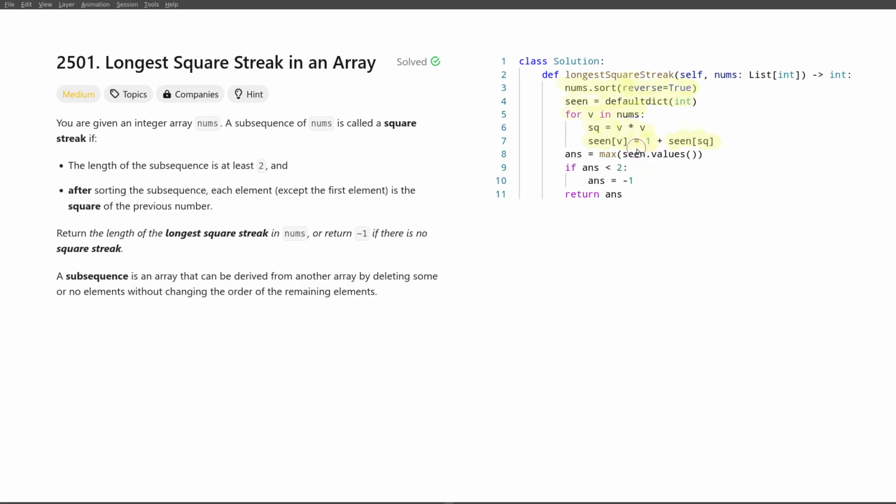And at this point we know that the longest streak that ends at v has that length on our prefix of the sorted array. And of course at the end, we're interested in the longest streak ending at any number, so we just take all the values in our dictionary and take the maximum of them. And of course we can just return it. The question here tells us to return -1 if there is no square streak, so subsequence of length at least 2. So we just have to if it out. If answer is less than 2, that means that the answer is equal to -1.